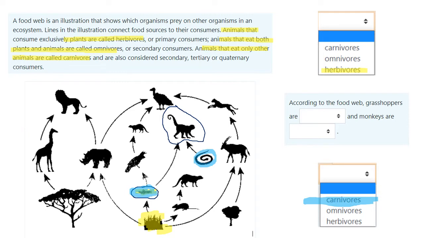Now, if you chose omnivore, that means you used your own knowledge. I think most of us know that monkeys do eat plants, whether it's bananas or nuts or rice. If we've been to the zoo, then we see monkeys eating plant food. But we do not use that knowledge when we take the exam. When we take the exam, we base our answers on the passage, and in this diagram, the monkey is only eating animals.